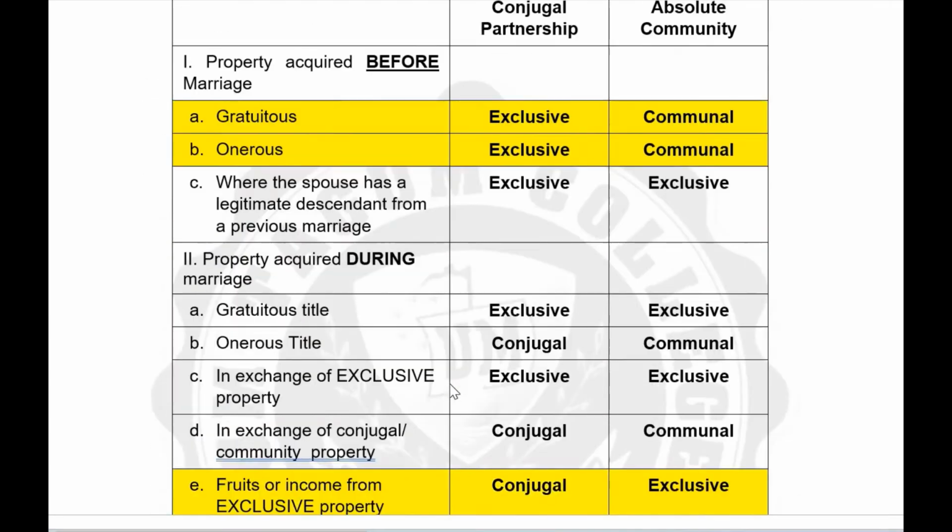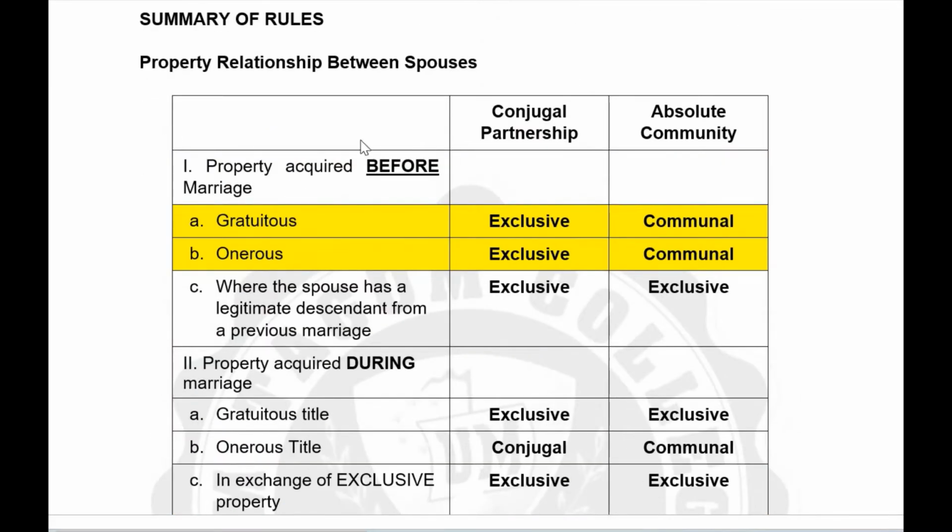Okay, so we have here the summary of rules, no? So, if the property is acquired before marriage by gratuitous title, in conjugal partnership of gains it is exclusive, while in absolute community it is communal. Because you acquired it before marriage. In absolute community, property owned before marriage or acquired before marriage will form part of the communal property, no?